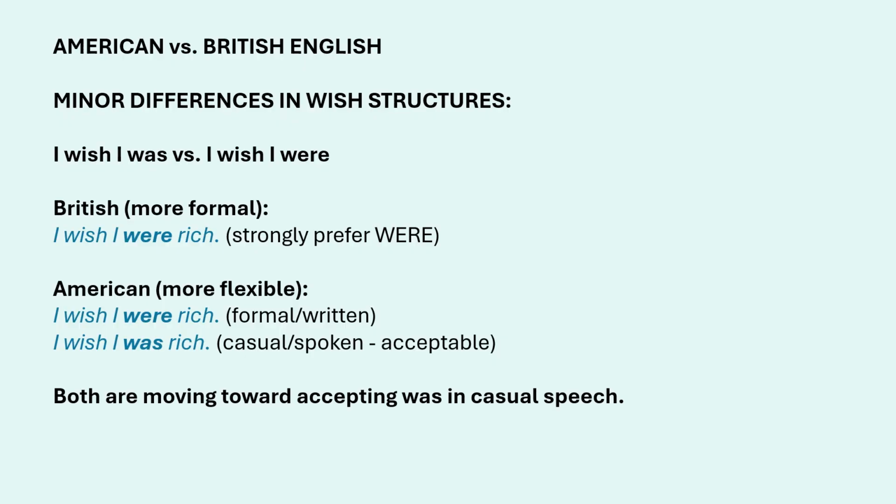American versus British English. Minor differences in wish structures. I wish I was versus I wish I were. British, more formal: I wish I were rich. Strongly prefer were. American, more flexible: I wish I were rich. Formal, written. I wish I was rich. Casual, spoken, acceptable. Both are moving toward accepting was in casual speech.